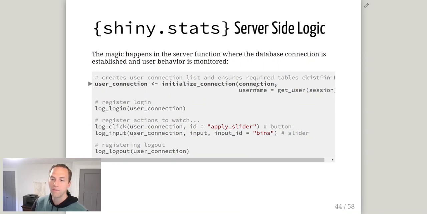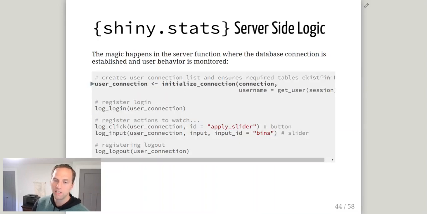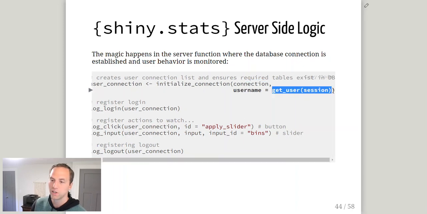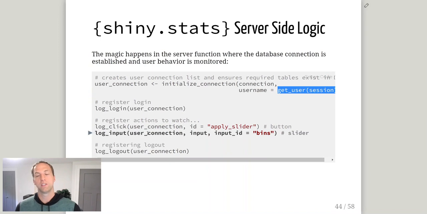So once you have that function, that's called getUser. That's what they've called it here, getUser. Basically you need to use this function called initialize connection, and you provide your database connection in addition to a way to get the username. So getUser accepts an argument called session. And then you start to register different components.